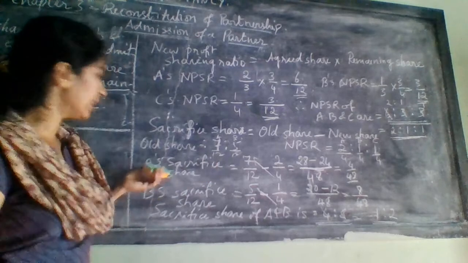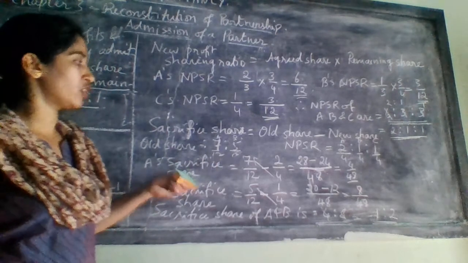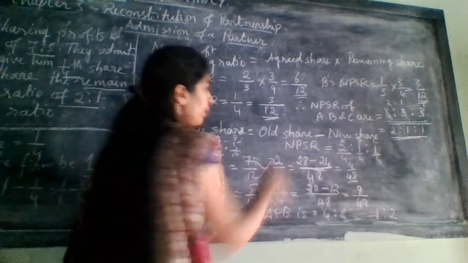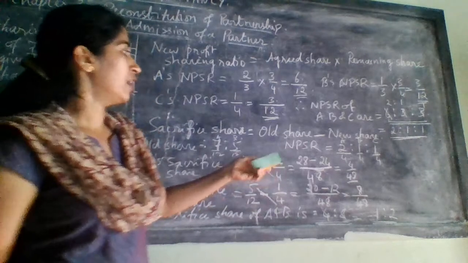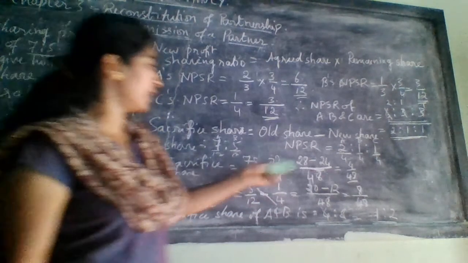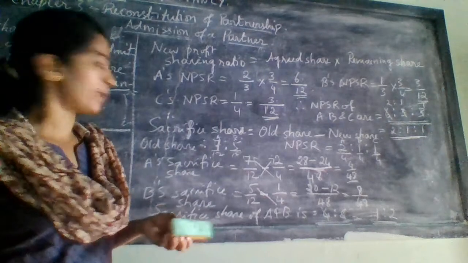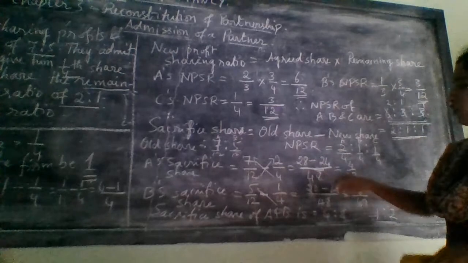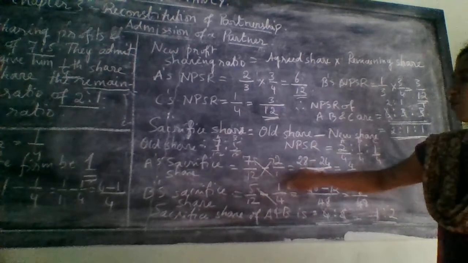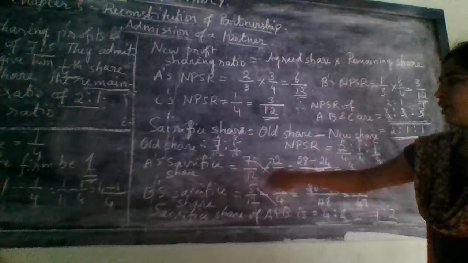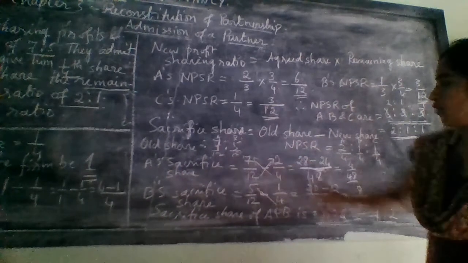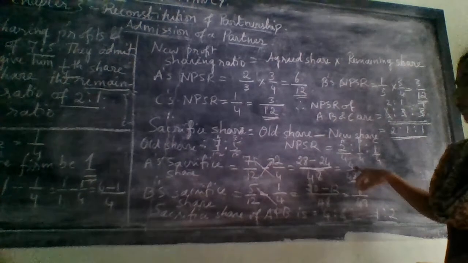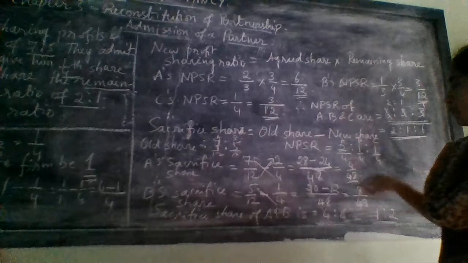After writing that, find out A's sacrifice share, that is 7 by 12, his old share, minus his new share, that is 2 by 4. Here I did cross multiplication. Cross multiplication means first denominator into denominator, it will come 48. Then right to left, 4 7s are 28, left to right, 12 2s are 24. 28 minus 24, it will come 4. So 48 will be the denominator.